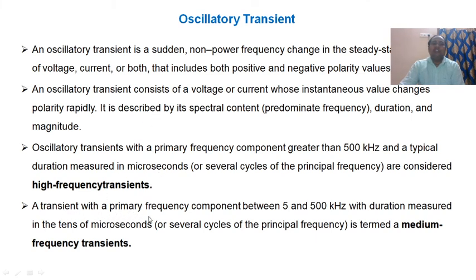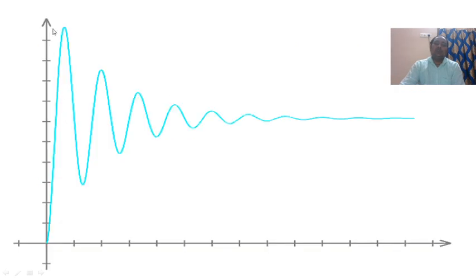A transient with a primary frequency component between 5 and 500 kHz, with duration measured in tens of microseconds or several cycles of the principal frequency, is termed a medium frequency transient. So observe the transient state. There is a large fluctuation in the initial time period. After some time, it comes into a steady state.